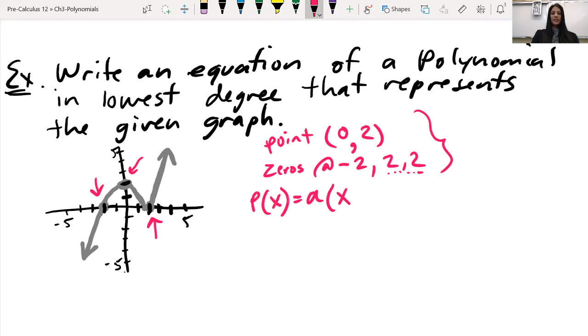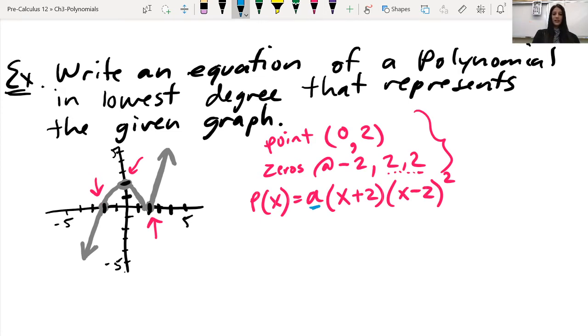If I have a -2, that must mean that it's x plus 2. And if I have a double root at 2, it's actually going to show up in the form of x minus 2, and I'm going to square that. Okay, so it's looking a lot like the last example.